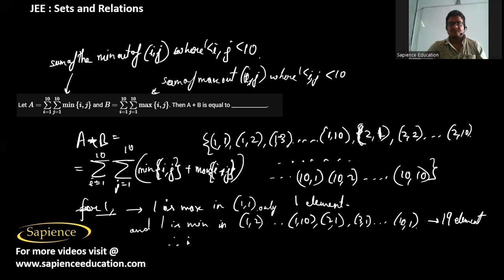Therefore, 1 is minimum and maximum in 20 elements in A and B both.